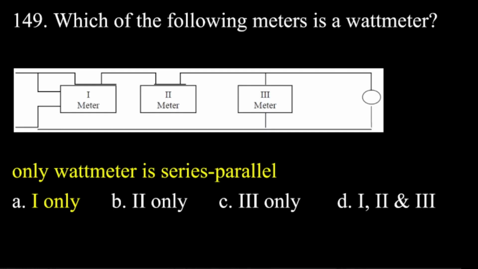Which of the following meters is a wattmeter? Only wattmeter is series parallel. A. 1 only. B. 2 only. C. 3 only. D. 1, 2, and 3.